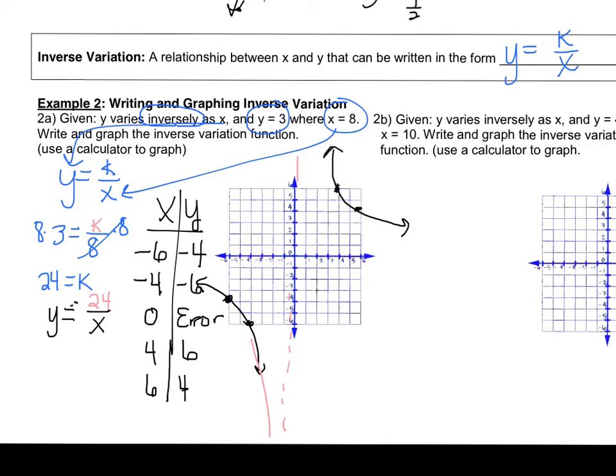Make sure you don't draw a straight line, because if you were to draw a straight line through your dots, then people would think that it would eventually cross that y-axis, and it doesn't. So make sure to draw those curves.